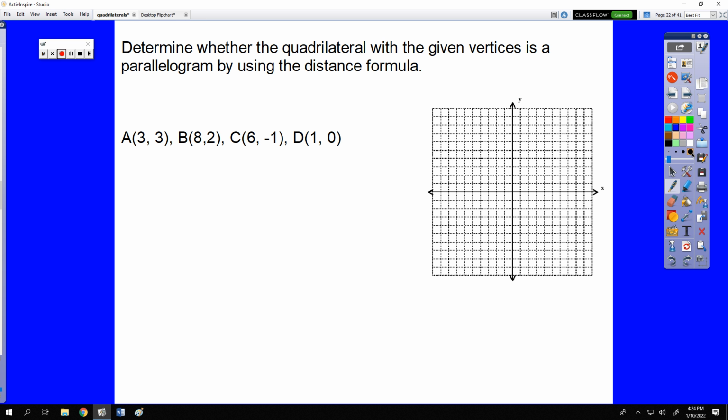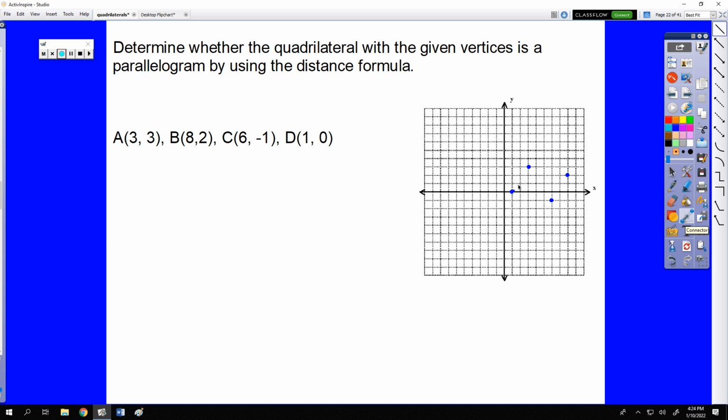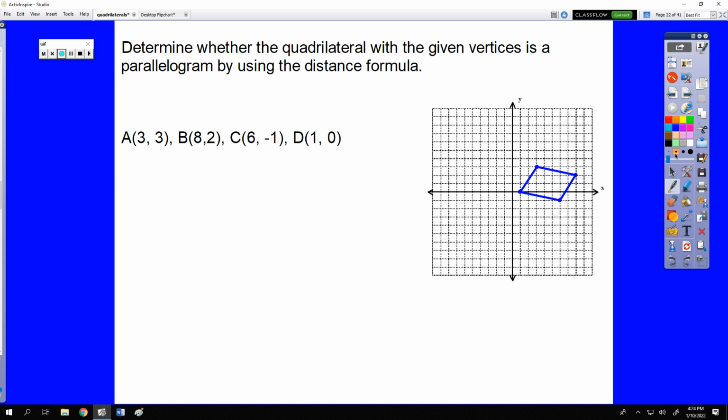Start by graphing. A is at 3, 3. B is at 8, 2. C is at 6, negative 1. And D is at 1, 0. So graph those points, connect the dots. Excuse me, and label.